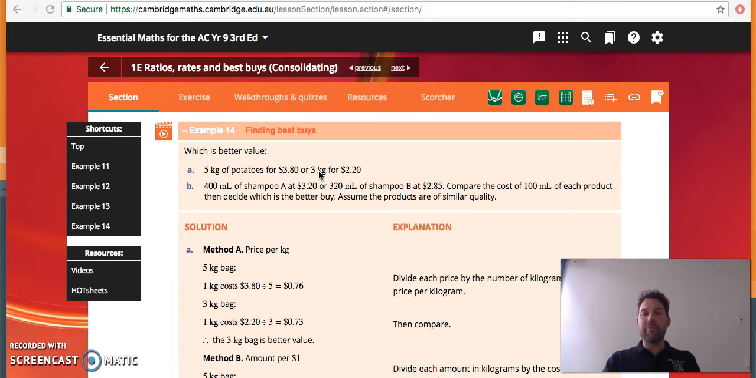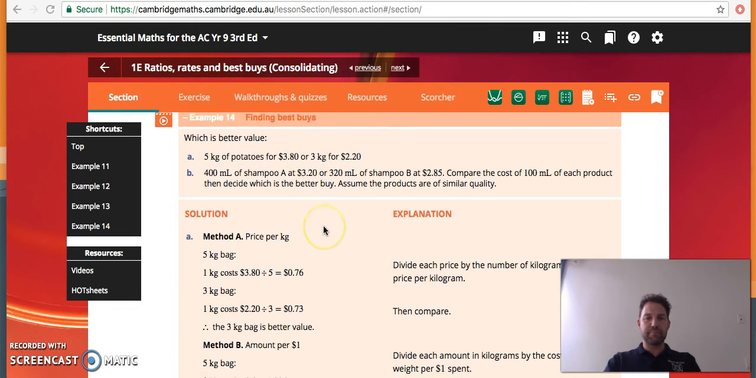So what I do to solve this problem is I look at what would 1 kilogram of potatoes cost me for this one, and what would 1 kilogram of potatoes cost me for this one. And I compare 1 kilogram to 1 kilogram. The price of 1 kilogram here, the price of 1 kilogram here. So to find the price of 1 kilogram, I divide 3.80 by 5, and I divide $2.20 by 3.